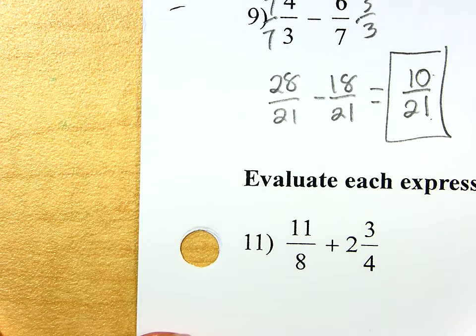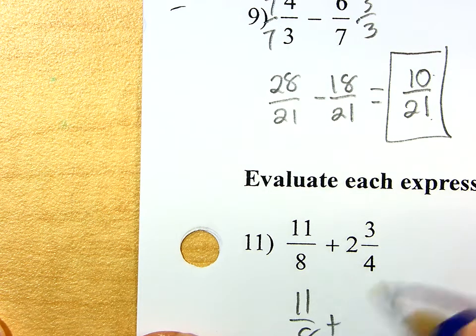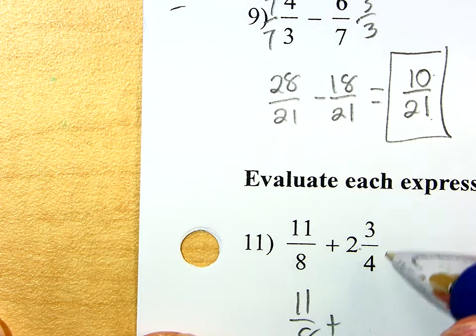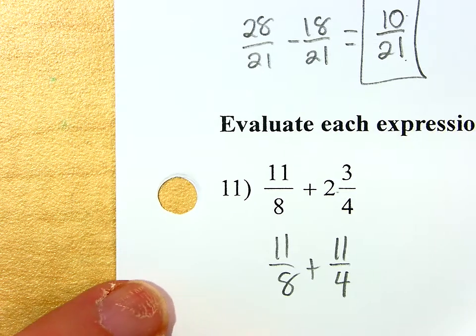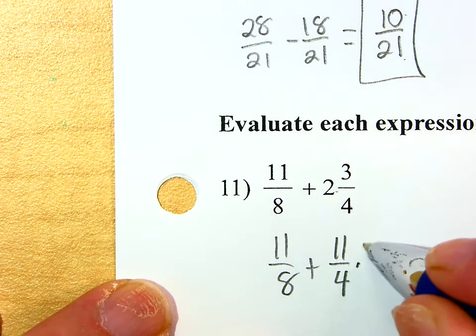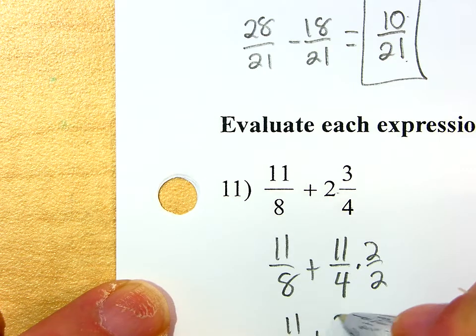11. What should you do first? So I have 11 eighths plus, what would this be? 11 fourths. So, is everybody with me? I have 11 eighths plus 11 fourths. So I want to get those denominators the same. All I have to do is multiply this one by 2. Right? I don't have to do anything to the other one because it's already an 8.